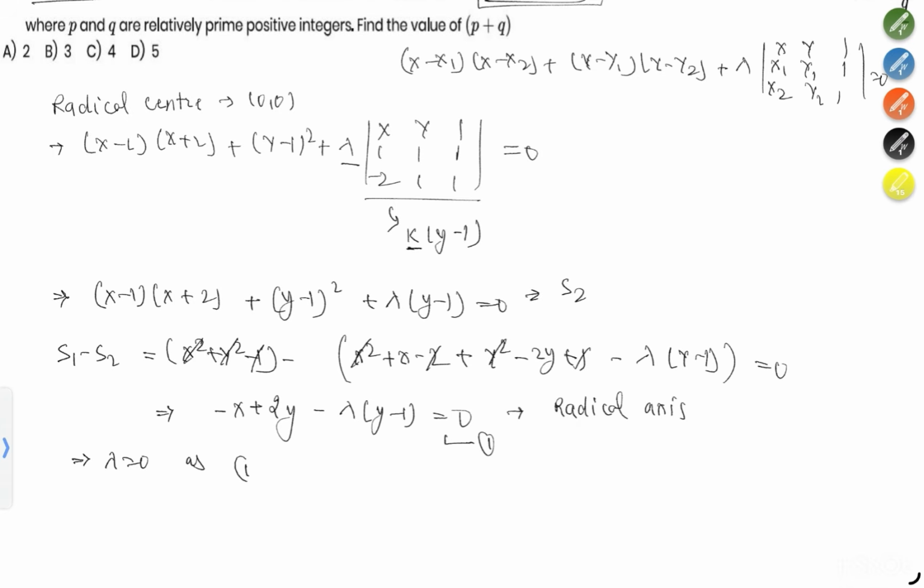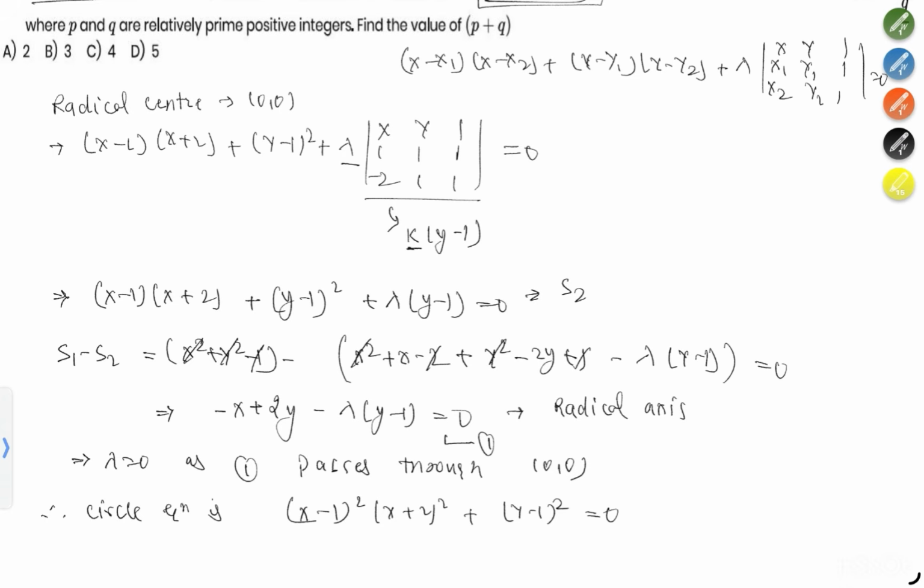As this one passes through 0, 0, therefore the circle equation is (x minus 1)(x plus 2) plus (y minus 1) whole square equal to 0. This is our equation of the circle. So if this is the equation of the circle, the radius is going to be 3 by 2. So we get P equals 3, Q equals 2, and we can find P plus Q, that is 5.